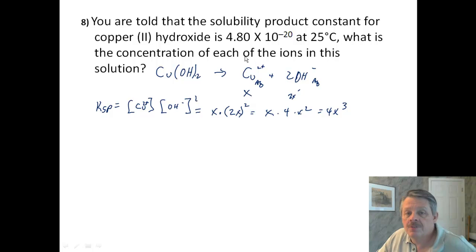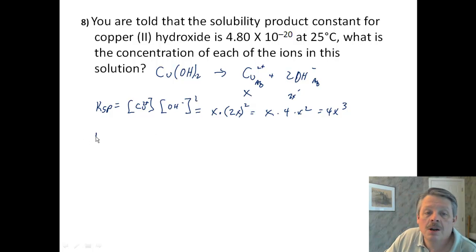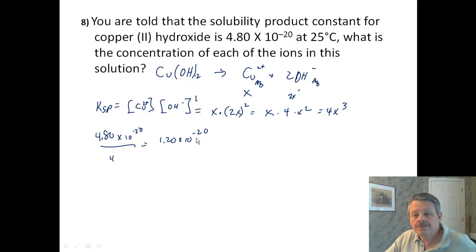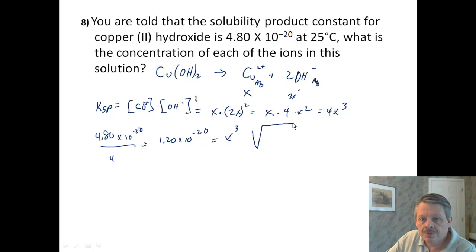So I have to divide the solubility constant by 4. So 4.80 times 10 to the minus 20 divided by 4 is equal to 1.20 times 10 to the minus 20. All right, so that is equal to, come here, pen, thank you, it's equal to x cubed. So I have to take the cube root of 1.20 times 10 to the minus 20.